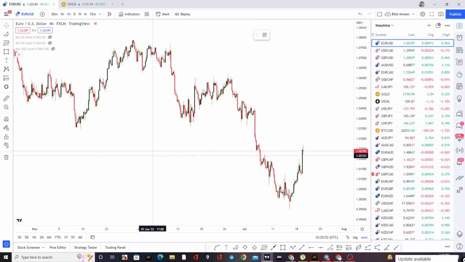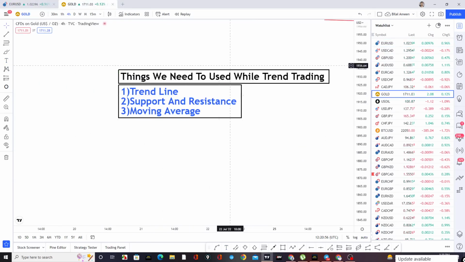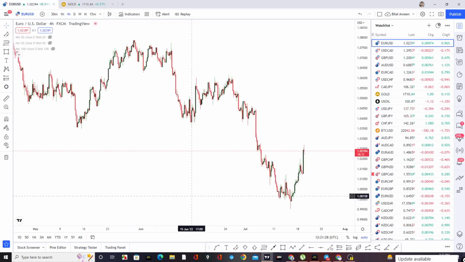Things we need to use while trend trading. The first one is our trend lines, the second one is support and resistance, and third we use moving average. By using these tools we will learn our trend trading.